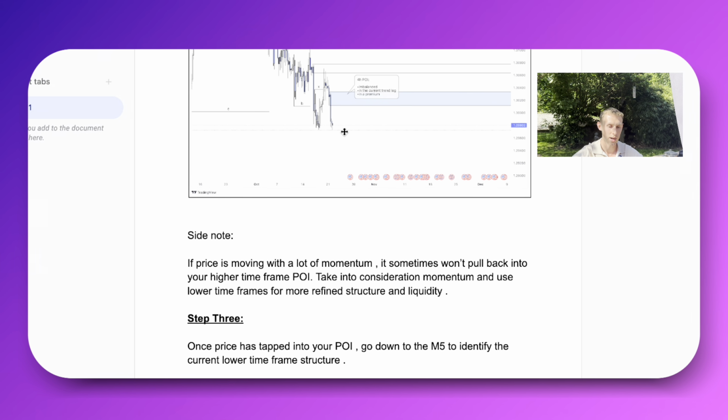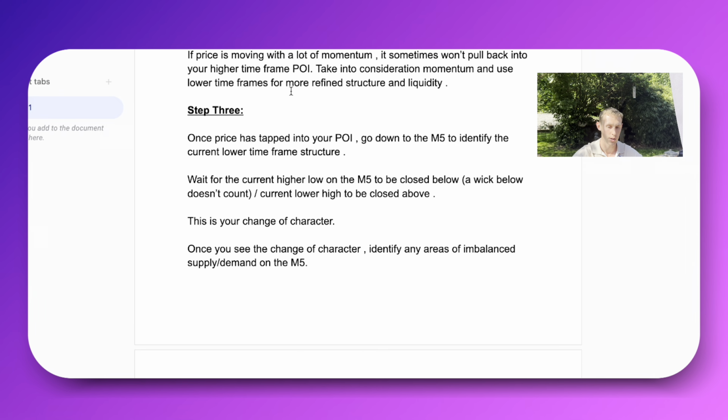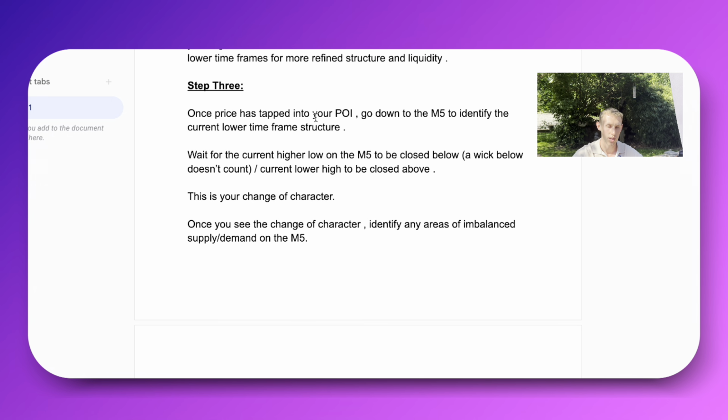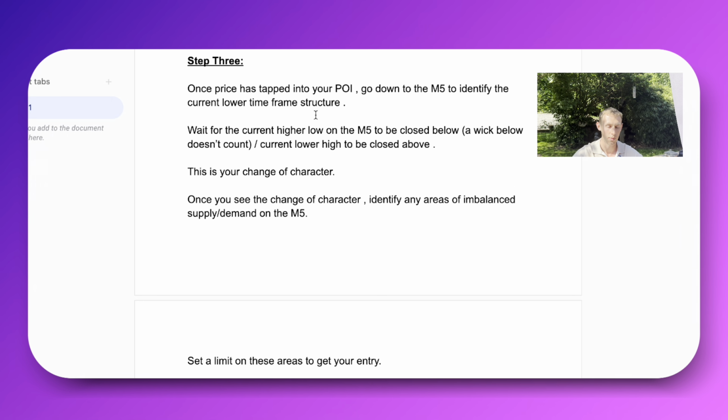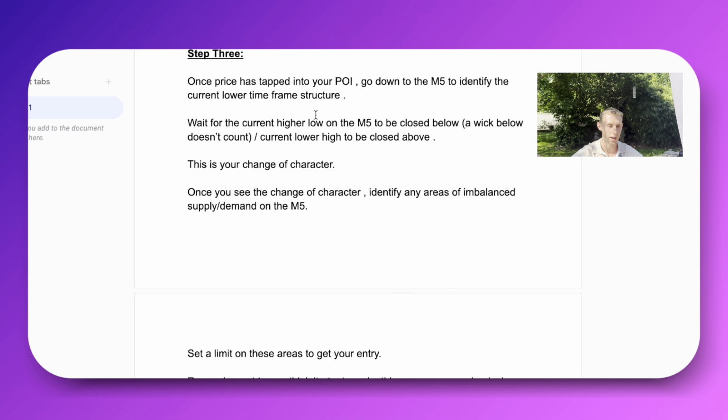Step 3, once price comes into our point of interest, we don't want to just blindly buy or sell from it. We want to wait for some sort of confirmation. For me, this confirmation is always going to be on the M5 time frame, where we're looking for the lower time frame structure to flip back in line with the higher time frame.